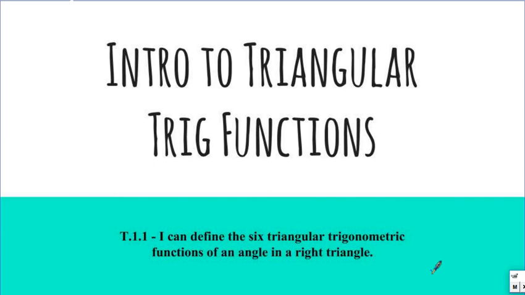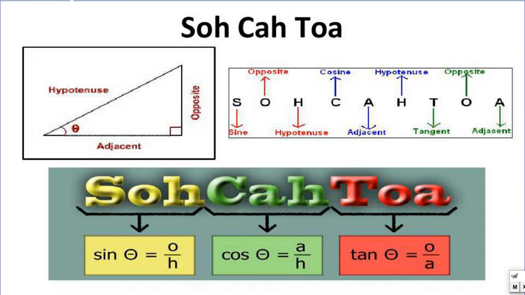T1A is an intro to triangular trig functions. So we're going to kick it back to geometry for a little bit. And remember SOHCAHTOA. So sine is opposite over hypotenuse, cosine is adjacent over hypotenuse, and tangent is opposite over adjacent. All right, and then remember that whether the side is opposite or adjacent always depends on which angle we're talking about.